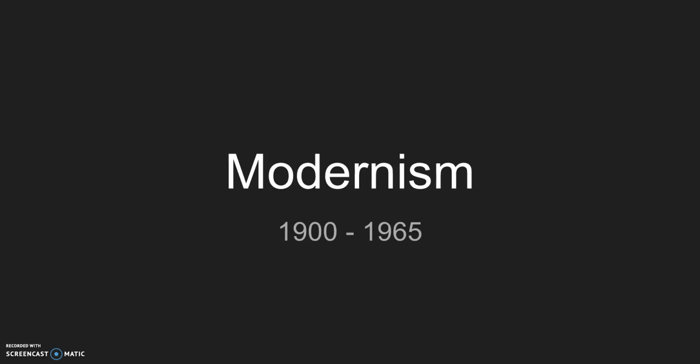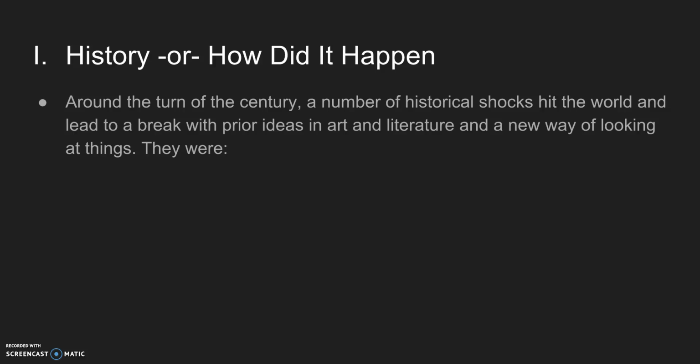1900 to 1965 is what we usually consider to be the modernist period. The history behind it is that around the turn of the century, a number of historical things happened, big shocks to the system of society that really started pushing people away from the super-ordered Victorian way. Victorians really believed in order and society and following the institutions. And this is a real big departure in modernism. Modernism is very much about the individual and a distrust of the organizations and the society that individual lives in.